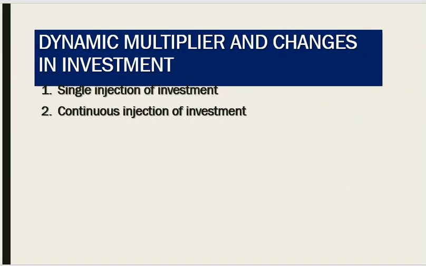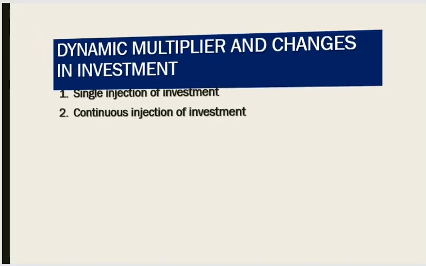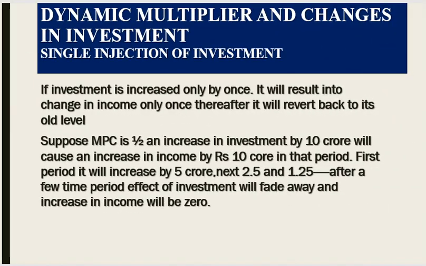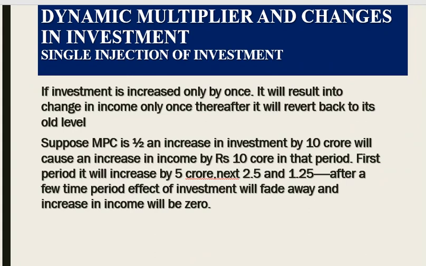So dynamic multiplier and changes in investment we will study in two ways. First, there is only one time investment, and the second is when we are pumping the investment in every time period, this continuous injection of investment. So first is single injection of investment. If investment is increased only once, it will result in change in income only once. Thereafter, it will revert back to its old level.